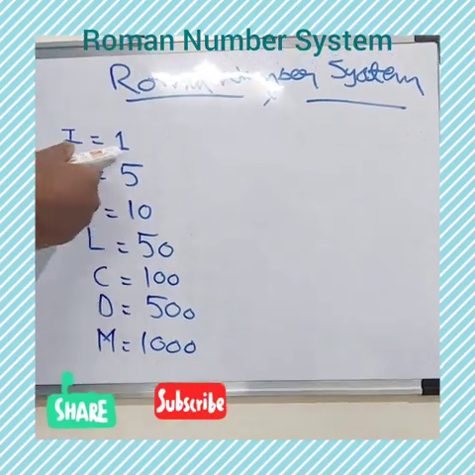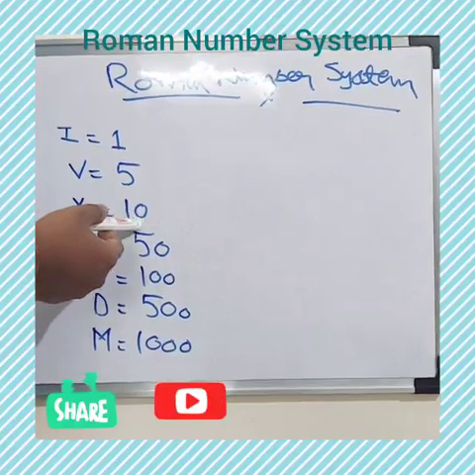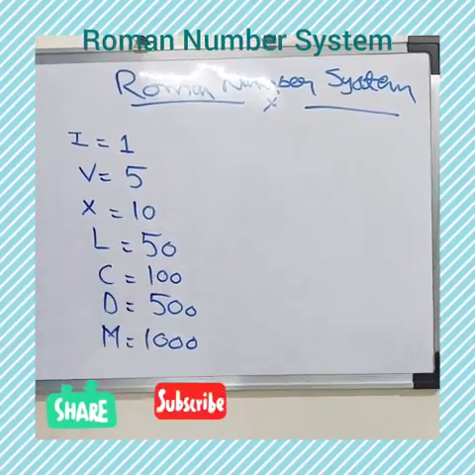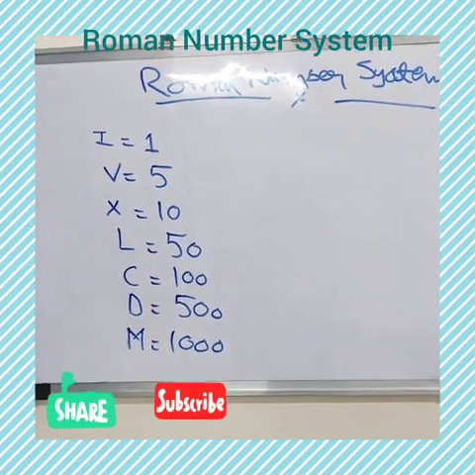That means 1 you will write as I, 5 as V, 10 as X, 50 as L, 100 as C, 500 as D, and 1000 as M.